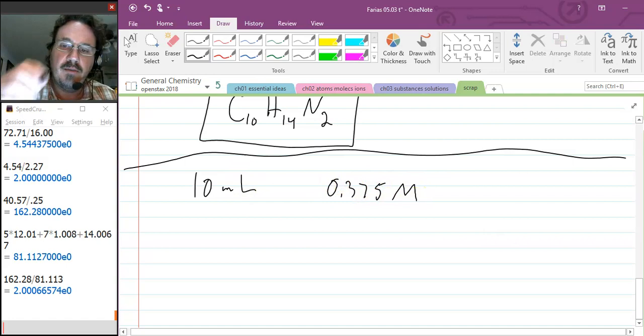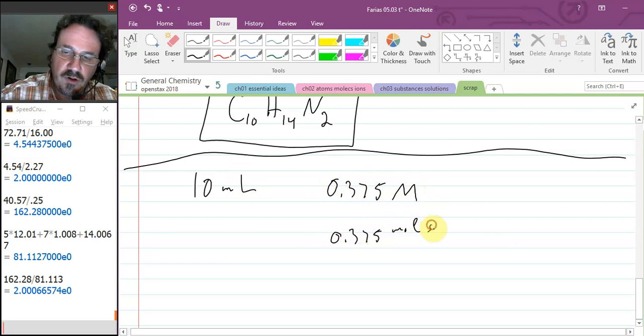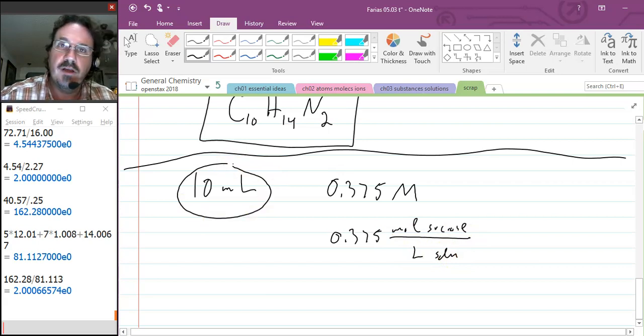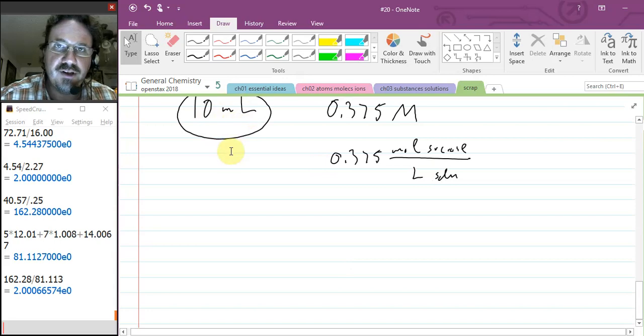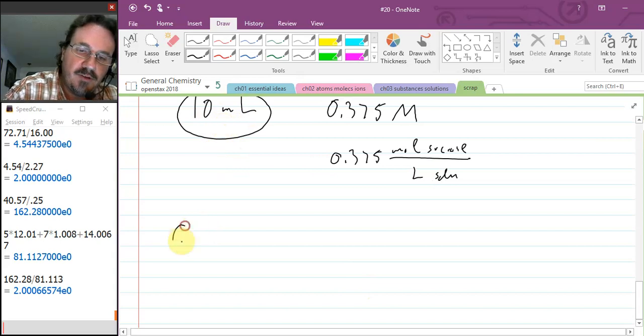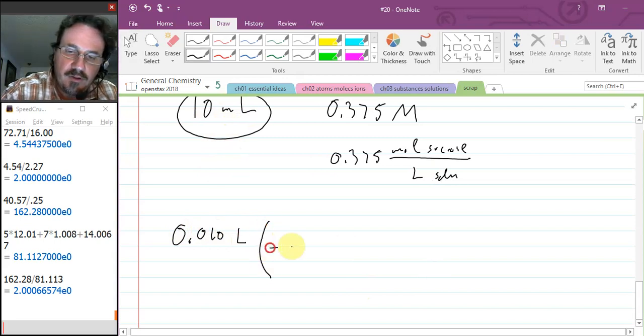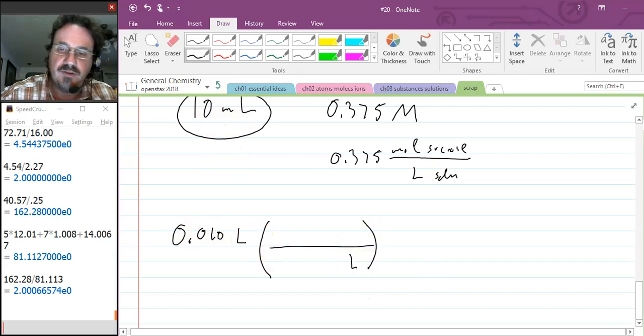Right, which again means 0.375 moles of sucrose. That's the solute per liter of that whole solution. All right. And I've got 10 milliliters of that solution. So I should be able to convert that to moles of sucrose, which is what they asked me. Now notice I've got liters on the bottom. I've got milliliters here. They're not going to cancel unless I use consistent units. So milliliters, that would be 0.010 liters of the soft drink. Let's do our conversion. Liters on the bottom, so it cancels.